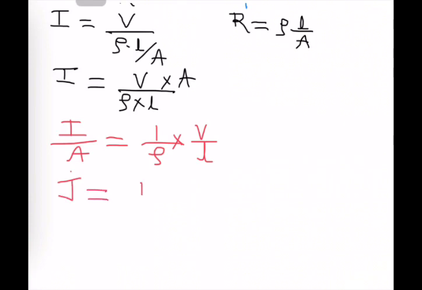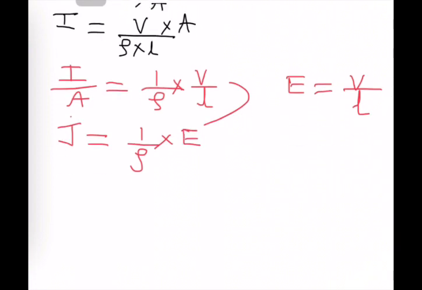Current density is equal to 1 by rho into V by L. Already we have learned that electric field, not intensity, is equal to V by L. So instead of V by L, I will write E. And by definition, the reciprocal of resistivity, 1 by rho, is written as conductivity. So hence J, the current density, is equal to conductivity into electric field.